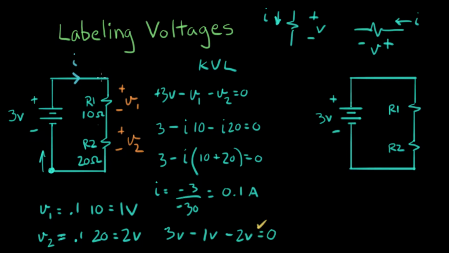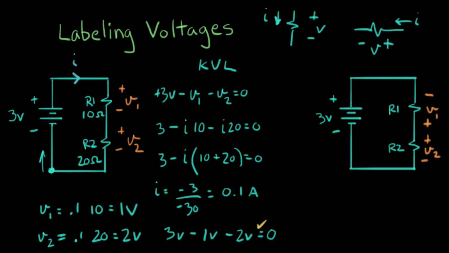So that was a real quick analysis of a simple 2-resistor circuit. And we got all the voltages and currents. Now I'm going to go do the same thing again, but this time I'm going to do the voltage labels a little bit odd. Okay, what I'm going to do here is I'm going to say plus here. I'm going to define V1 to be in that direction. And we'll keep V2 like it was before.